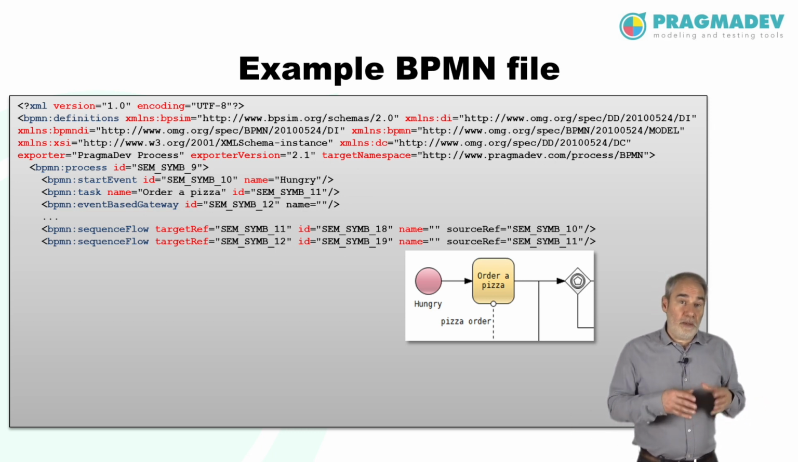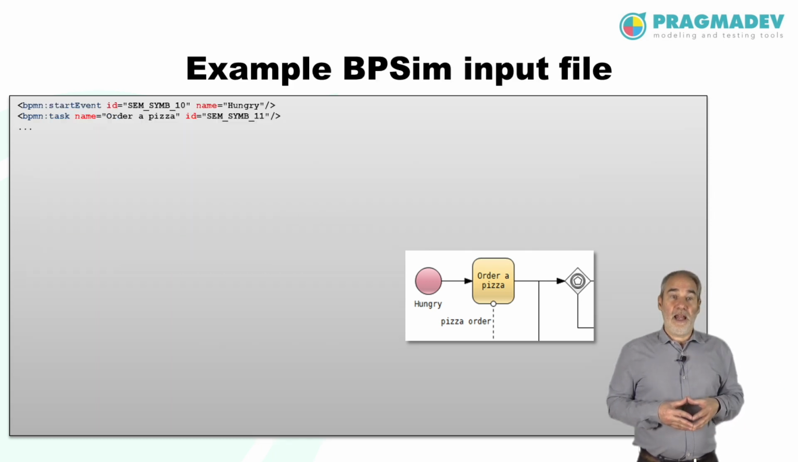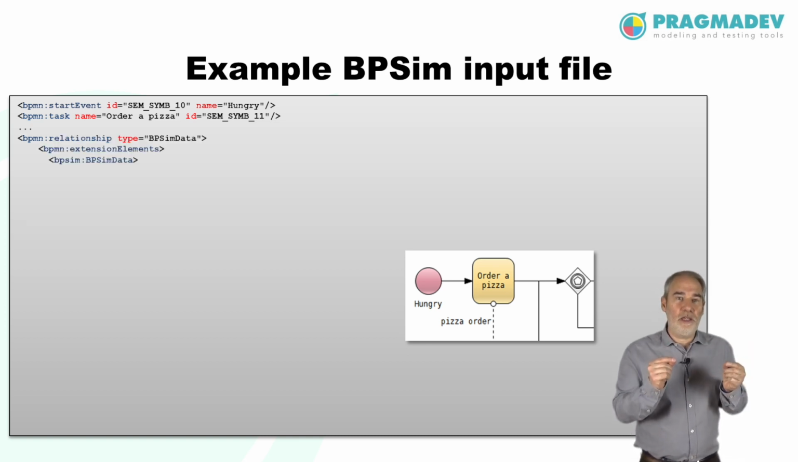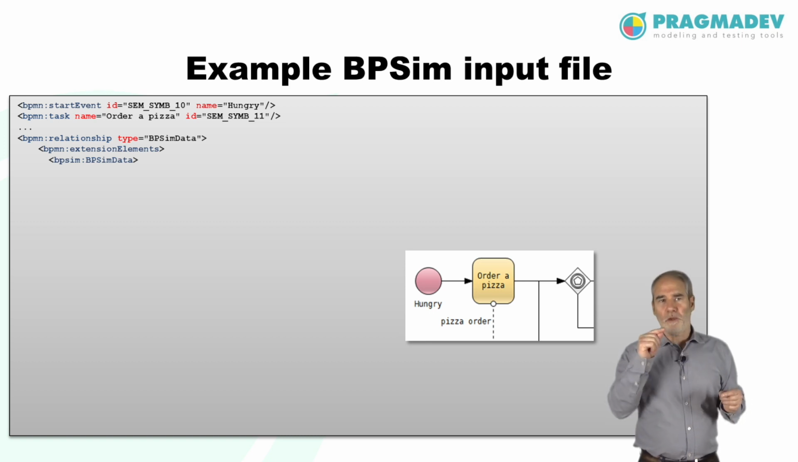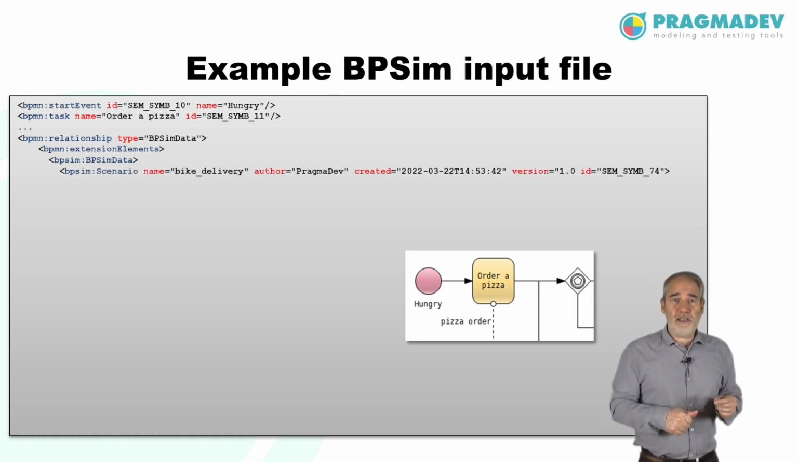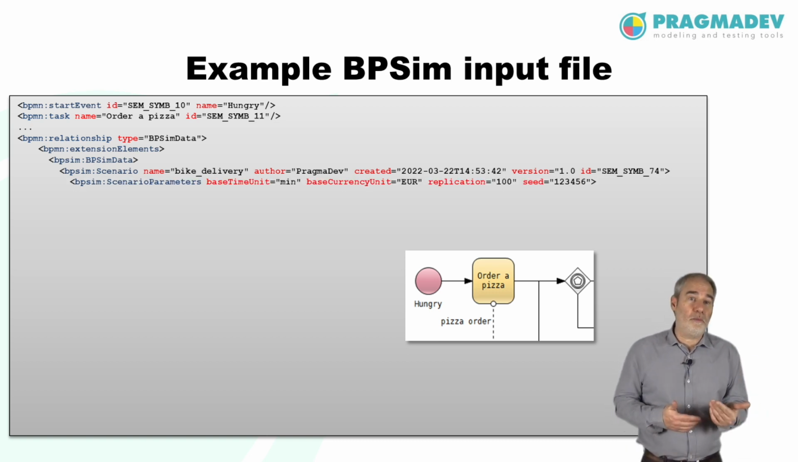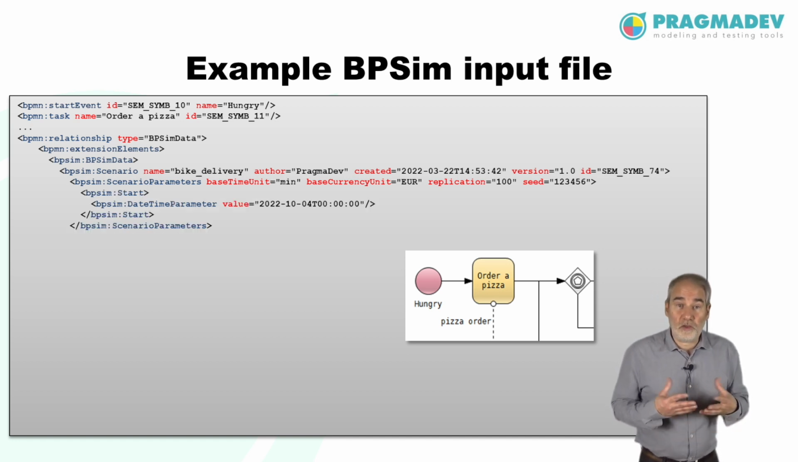After the logical BPMN part comes the graphical description of the model. Let's add some BPSim information in this BPMN description. In the BPMN relationship tag, we use the BPSim data attribute to add the BPSim information. First, the scenario with its name, author, creation date, version, then the scenario parameters defining the base time unit, the number of replications, and the seed. And finally, the simulation scenario starting date.